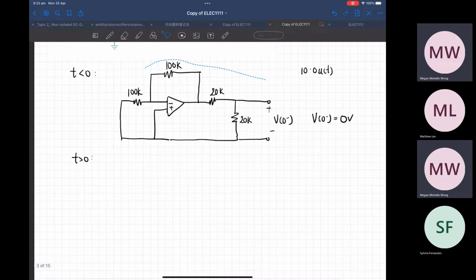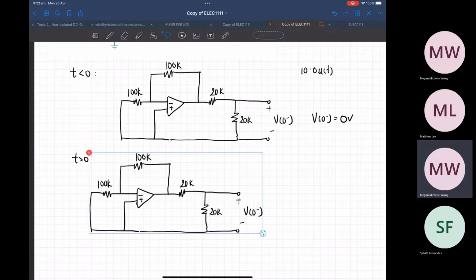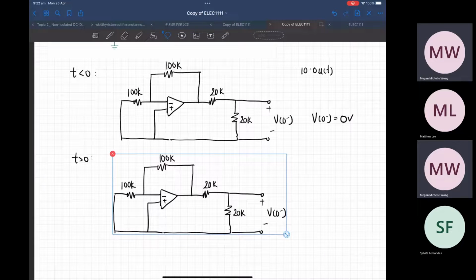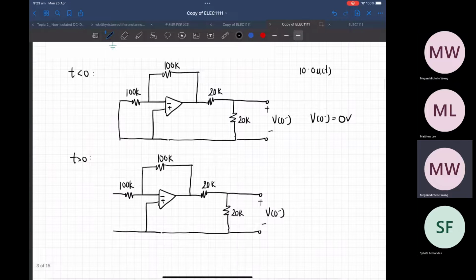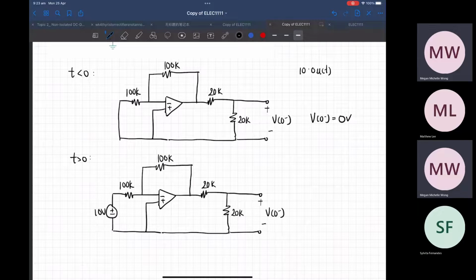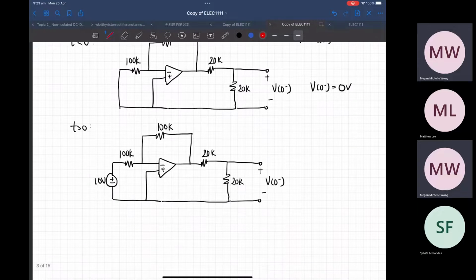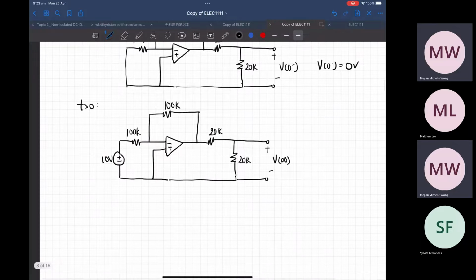Then I copy and paste the same circuit to this side. This is 10 volts. So we get V infinity. This is our V1, this is our V2. And for example, the currents are like these.